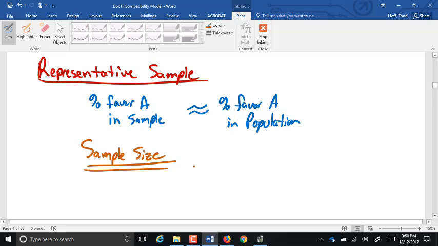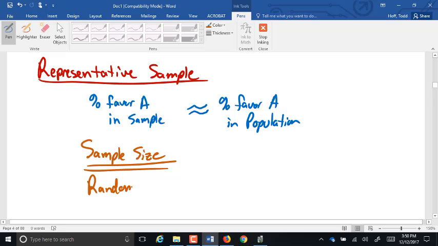Bigger is usually better. The more people you sample, the more likely you are to get accurate numbers. If I wanted to know how students in WITC, who they were going to vote for, if I went out in the hallway and I asked two students, one said candidate A, the other said candidate B, could I conclude that 50% of the students favor candidate A? No, that's too small of a sample. It's not big enough.